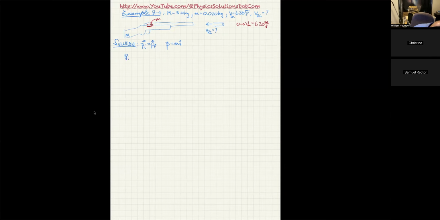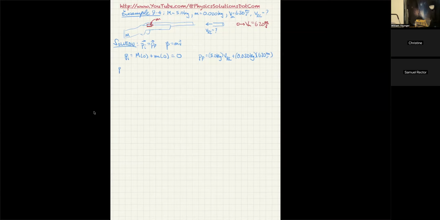P initial is equal to m times 0 plus little m times 0, which equals 0, just because the rifle and the bullet are both sitting perfectly still. After the explosion, the firing of the gun, you've got m, which is 5.0 kilograms, times V recoil, plus little m, which is 0.020 kilograms, times 620 meters per second, and that's the final momentum.